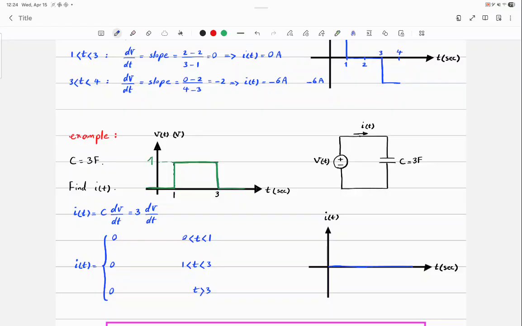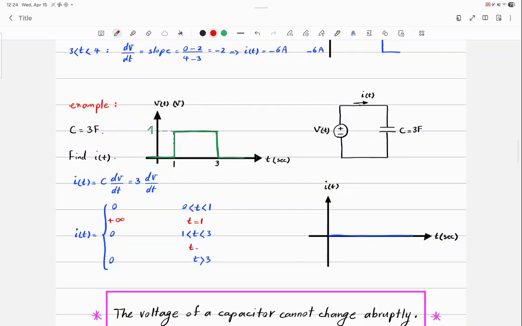Is this characteristic fully representing my current? Not really, because it's missing 2 points, and they are very important points. At t equals 1 second, what's the slope? Positive infinity. And at t equals 3, what's the slope? Negative infinity.